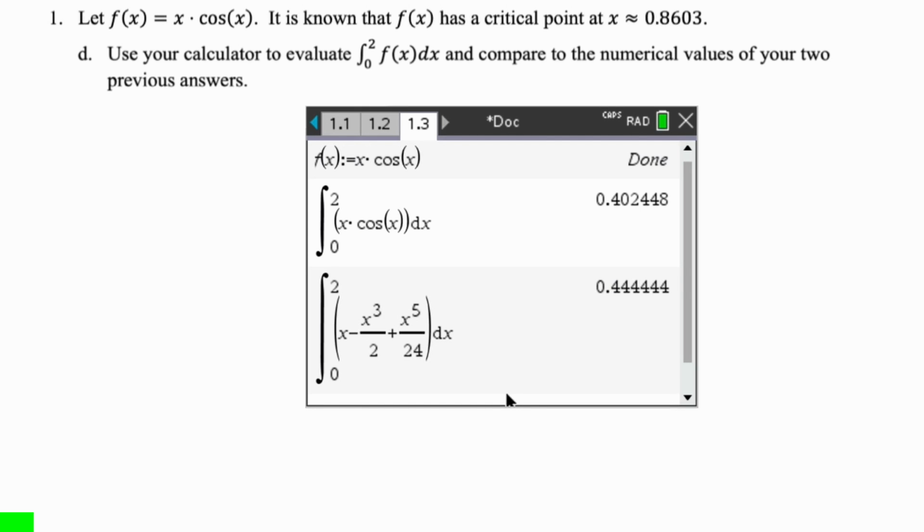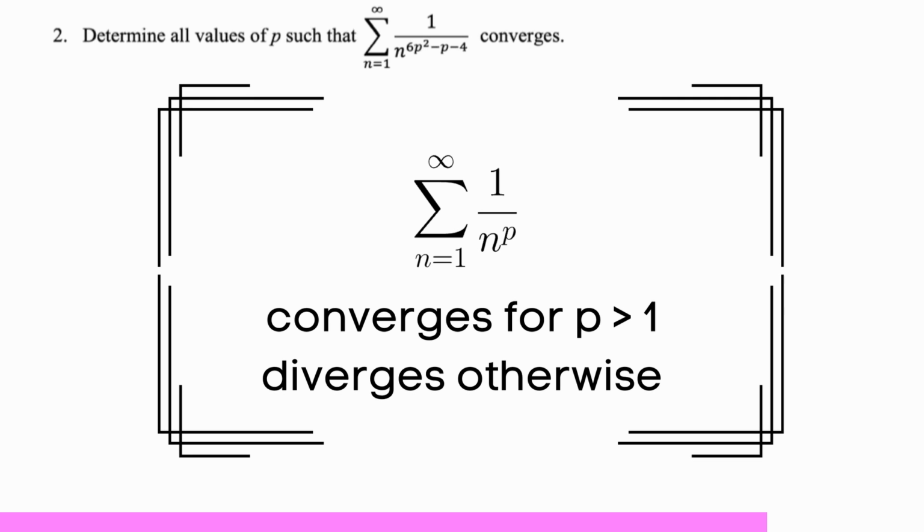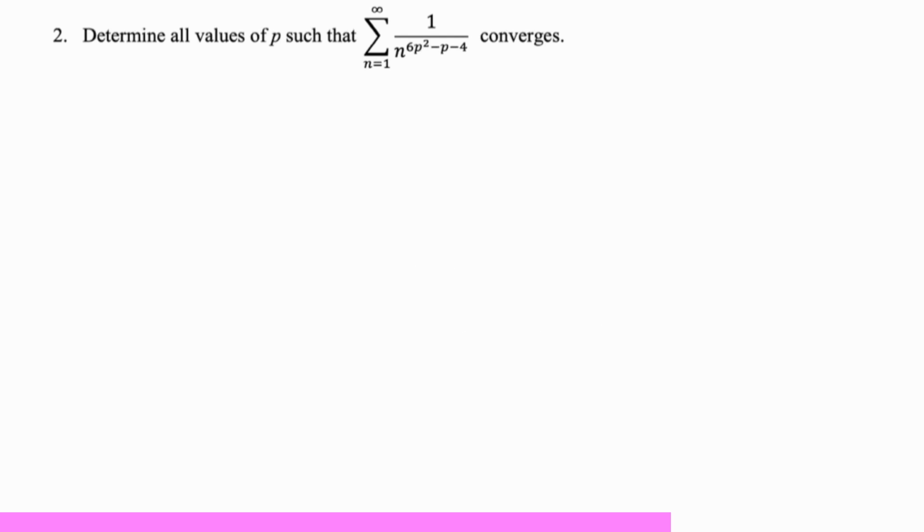All right, let's take a look at the next one. Determine all values of p such that the sum from 1 to infinity of 1 over n to the 6p squared minus p minus 4 converges. Okay, so to do this, we need to remember that 1 over n to the p is a p series. That'll converge anytime the exponent is greater than 1. So we need that exponent, which is 6p squared minus p minus 4, to be greater than 1. That's what we're trying to solve.